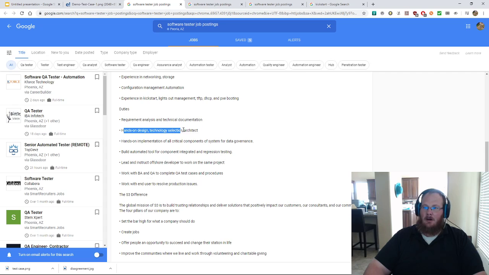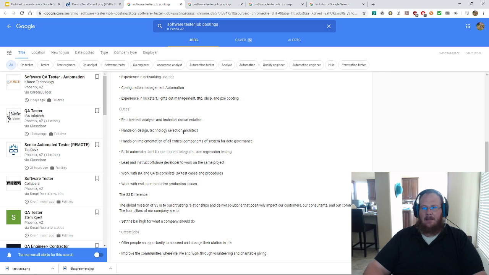These things are not a tester's primary responsibility. I'm not entirely sure what they're expecting you to architect, unless it's for some sort of automation framework. And in that case, they should be looking for an automator, not a QA tester.